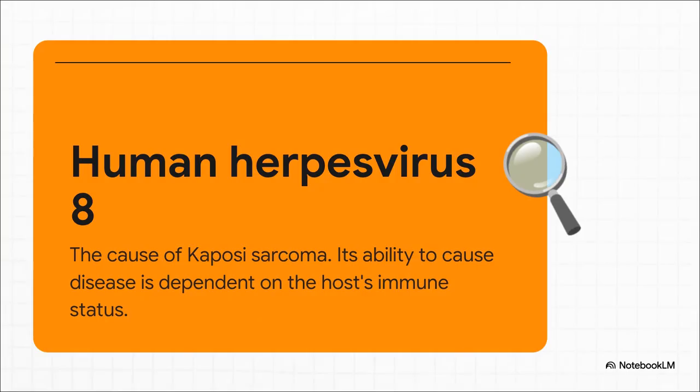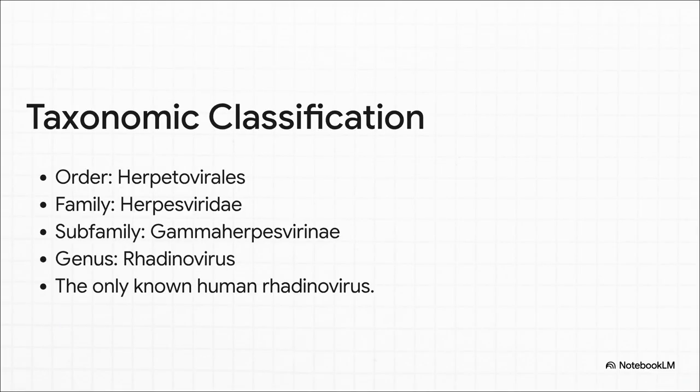So we're talking about Human Herpesvirus 8. This is the cause, the etiological agent of all forms of Kaposi sarcoma. And here's the central theme you're going to hear me come back to again and again. Its power, its ability to cause disease, is almost completely tied to the host's immune status. That's the critical variable.